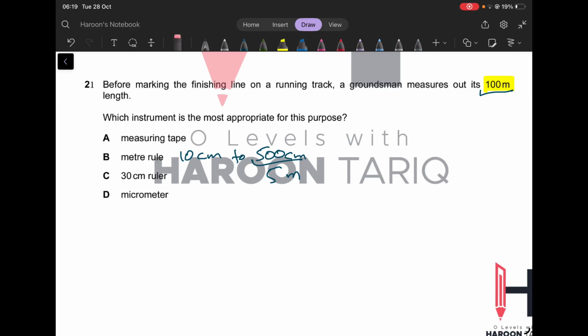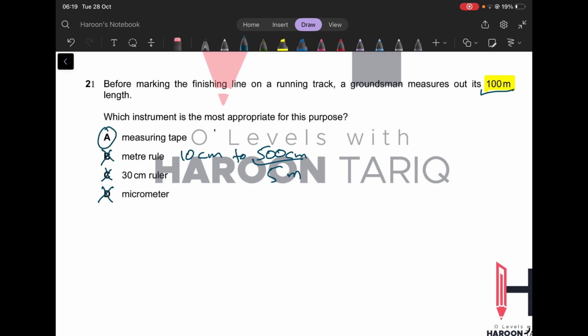Now B is out, and a 30 centimeter ruler is too small. We can't use this either, and it would be appropriate for smaller readings. Micrometer, this is for less than 1 centimeter. Is the correct answer.